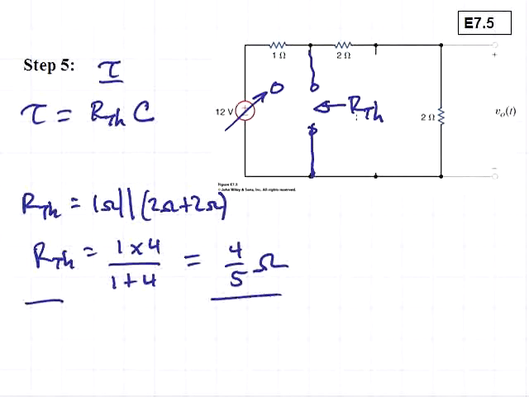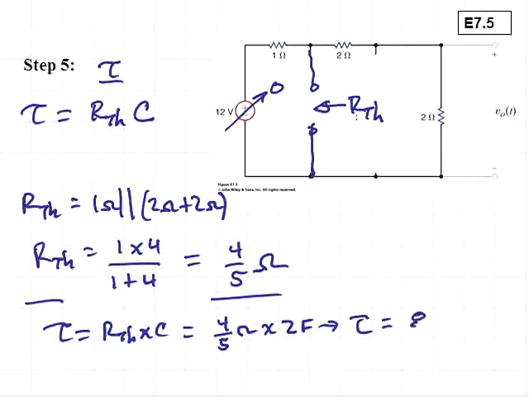Then the time constant tau is equal to R Thevenin times the capacitance. This is equal to 4/5 ohm times 2 farads, and this gives us the time constant for this circuit is 8/5 second.